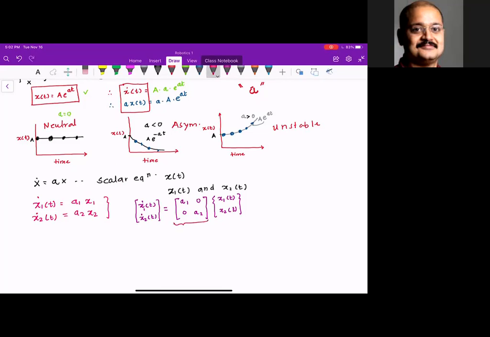a1 and a2 are nothing but eigenvalues of this matrix. Remember eigenvalues? If you don't remember what eigenvalues and eigenvectors are, I will solve this here. The eigenvalue and eigenvector problem is basically Ax = λx. What you do is (A − λI)x = 0. And how do you find the eigenvalues? You say the determinant of A − λI is equal to 0. Remember this?